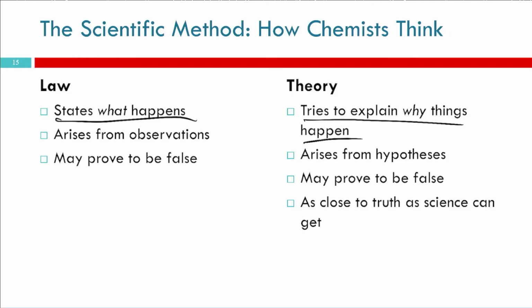I already have some highlights on here. So a law, I'm going to erase this and rewrite it because it's that important. A law states what happens, and it arises from observations, may be proven false, but a theory tries to explain why things happen. Again, though, it arises from hypotheses, may be proven to be false, and it's as close to truth as science can get. So when we're developing theories, it's to try and understand the underpinnings of why things are the way they are. So I state this again because it's important. A law states what happens, a theory tries to explain why things happen.